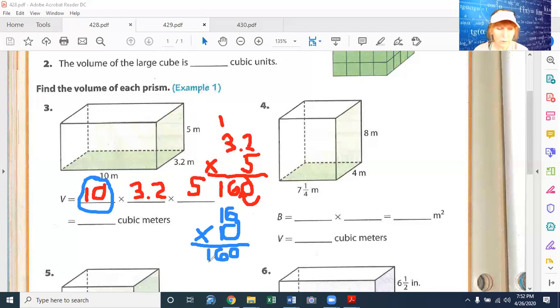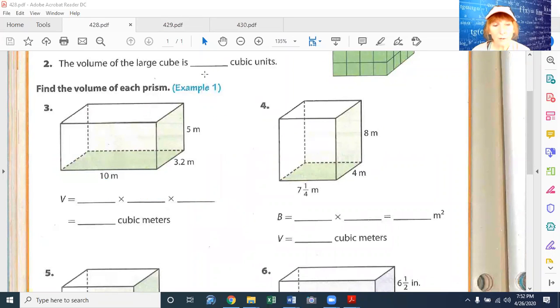So the cubic meters is 160. Let me double check that I got that. Yes, 160 cubic meters. Okay, that's how many cubes 1 meter by 1 meter by 1 meter will fit inside of our rectangular prism here. Okay, so I'm going to clear my screen again. If you need to pause, go ahead. Going, gone.